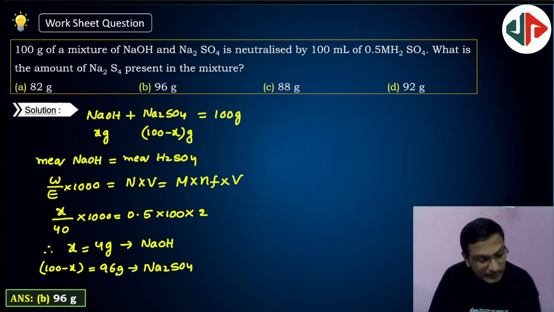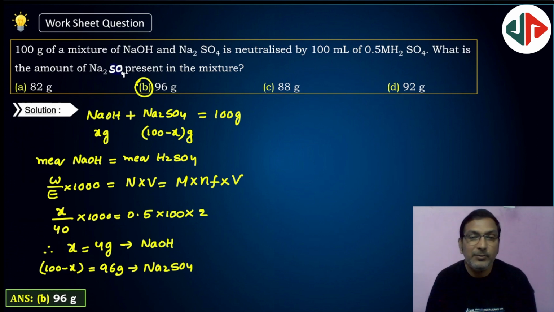So here what is asked, what is the amount of Na2SO4 here? Wrong is given. It should be Na2SO4. Na2SO4 weight 96 grams. Therefore option B. Very important. NaOH 4 grams, Na2SO4 96 grams. So here H2SO4 neutralizes only NaOH, because NaOH is base, Na2SO4 is salt. Next.